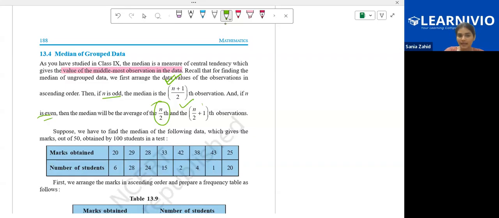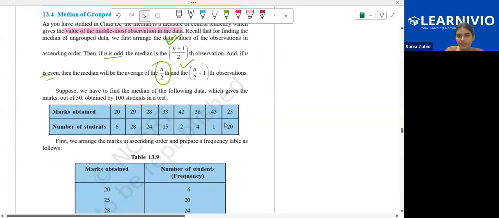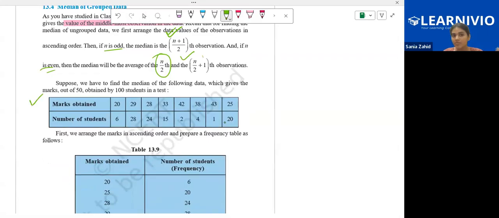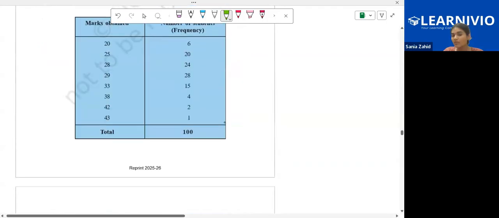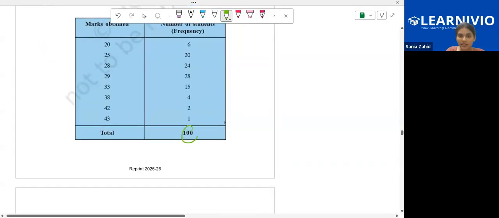See, I'll give you one example, then you'll understand. Here you have the marks obtained by the following students. 6 students obtained 20 marks, 20 students got 25 marks, 28 students got 29 marks, 24 students got 28 marks, 15 students got 33 marks. So the number of marks and the frequency of students, how many students obtained those marks, that table is given to you. First of all, we will prepare a table. So the total is 100. Now 100 is even or odd?